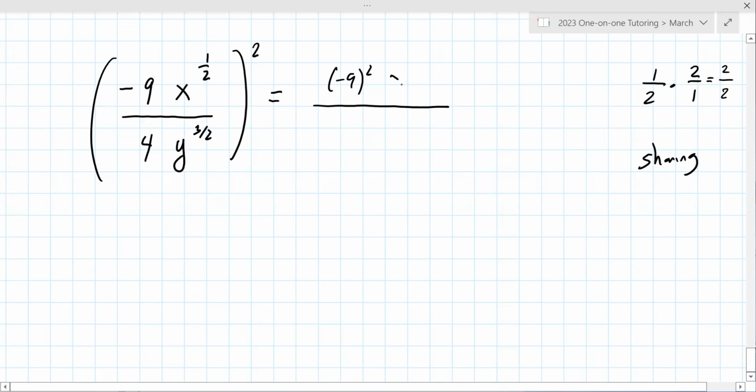So it's x to the power of 1. And then I have 4 squared, and then y cubed. Yes. Very good. Okay, so you've got to square those two numbers.